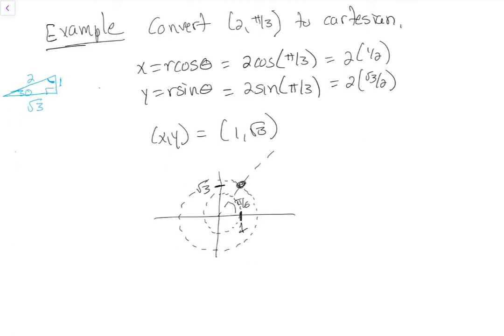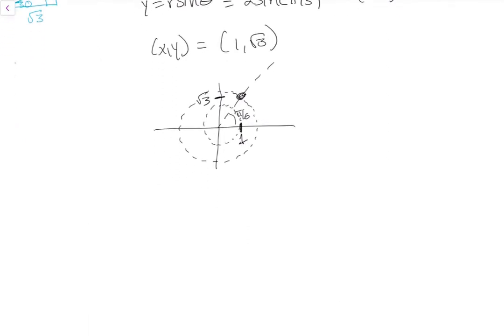And we could do some more examples here where I convert from polar to Cartesian, but I don't want to do that. It's really the same plug and chug process where the theta is negative or r is negative. It's really going to be the same work that we do there. So let's go in the other direction.